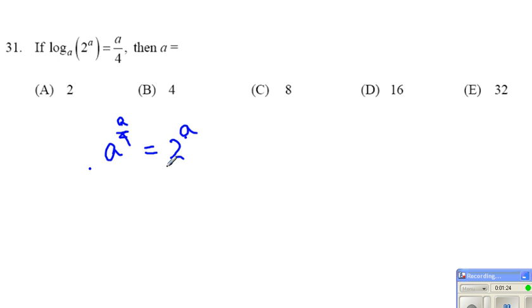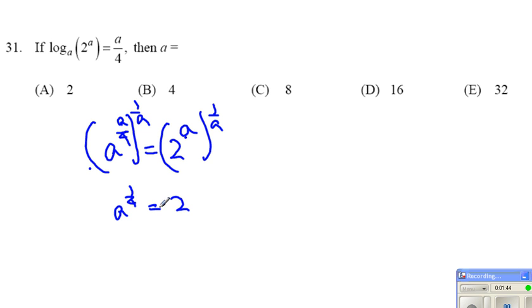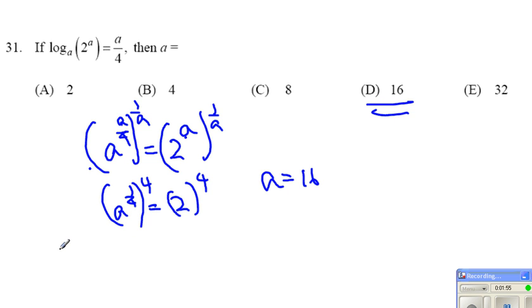But when you write it in this way, since a is common, it is kind of difficult to look at. So let's cancel out a by raising to the 1 over a power. Then we end up getting a to the 1/4 power is equal to 2. Now how can you get rid of the 1/4 power? By raising to the 4th power. And a will be equal to simply 16. There it goes.